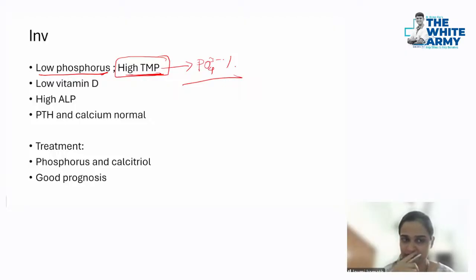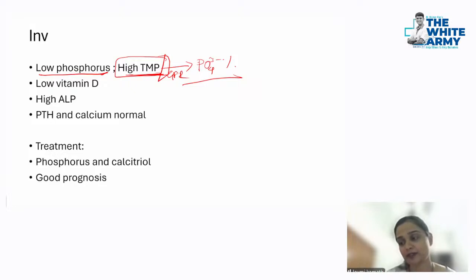Okay, so you just remember it as high TMP-GFR. High TMP-GFR. Then, because the active form of vitamin D is not found, obviously your vitamin D levels also will be low, your ALP levels will be high, and PTH and calcium levels will be normal in X-linked hypophosphatemic rickets.